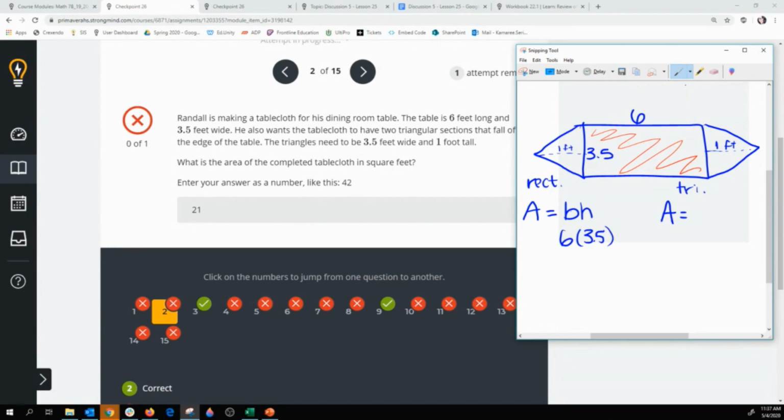Now I need to figure out, well, what is the area of these triangles on the edges here? Do you remember from that previous problem what the area formula is for a triangle?